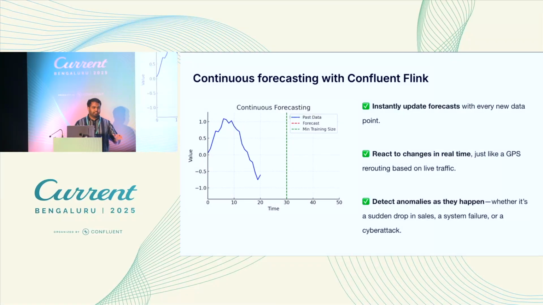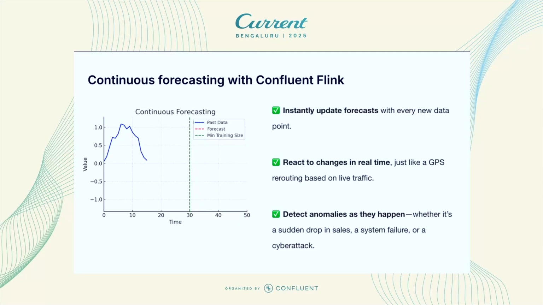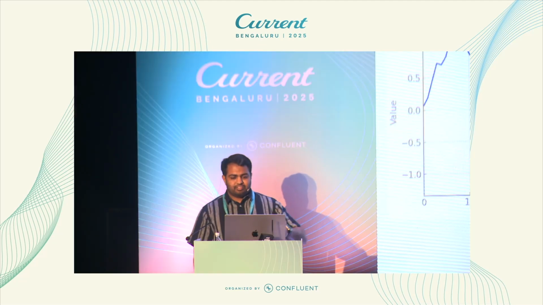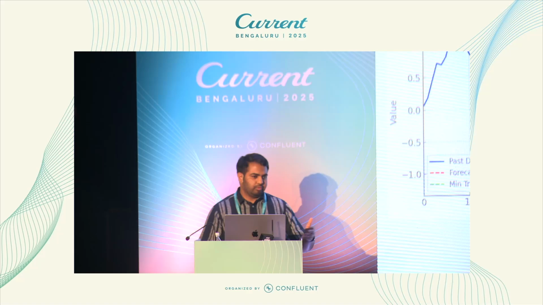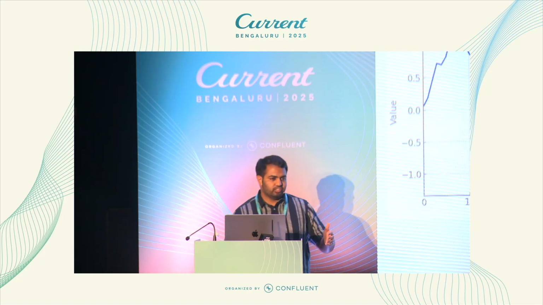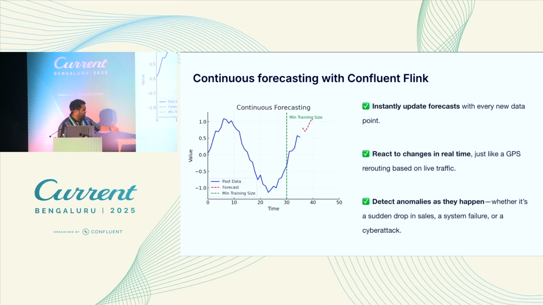But just having a GPS isn't enough either. Let's say your GPS only updates once an hour. You might be driving straight into a traffic jam without realizing it. By the time your GPS updates, you're already stuck. This is exactly how traditional forecasting systems work. They make predictions based on past data, but only update at fixed intervals, maybe once an hour, once a week, or even sometimes once a month. By the time the forecast updates, reality has already changed. And that's a huge problem.